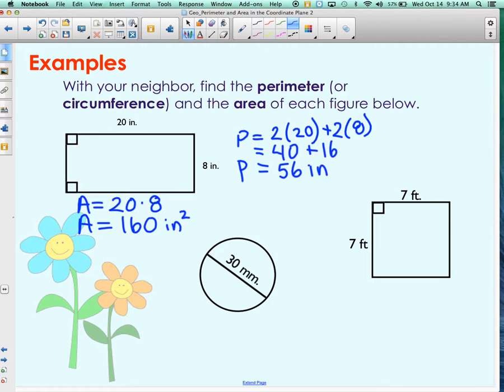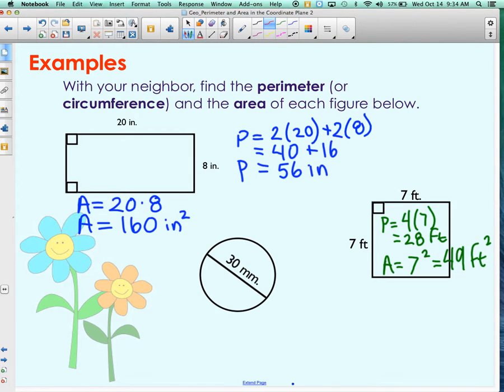What about for this square? How do you find the perimeter? It's 28, because 4 times 7 is 28. 28 what? Feet. Okay. For area? 7 squared, which is 49. 49 square feet. Good job.